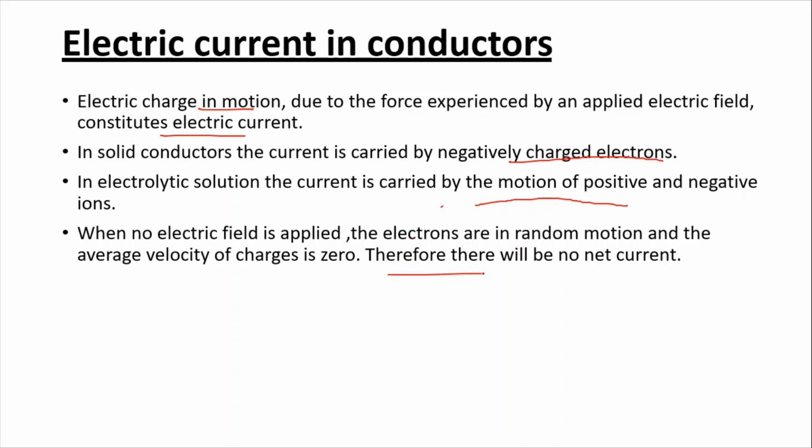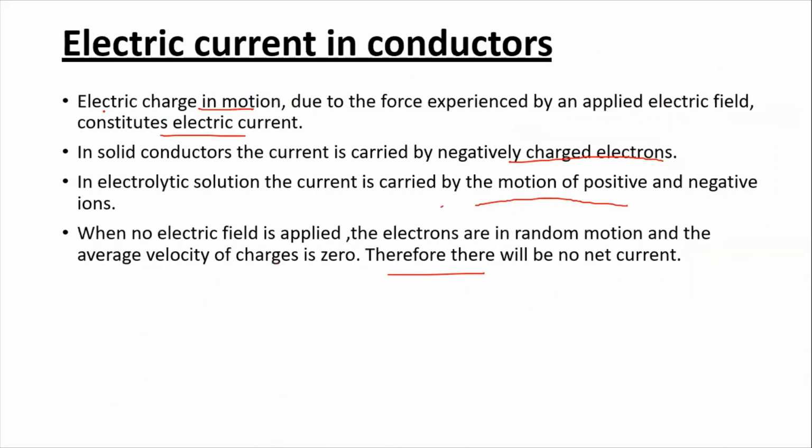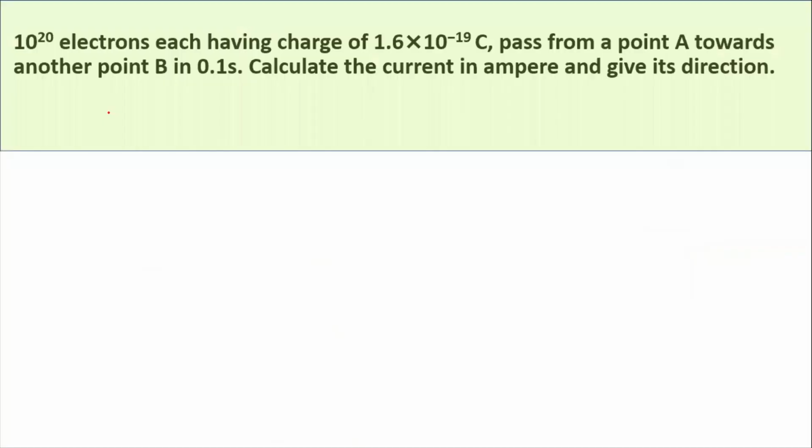When there is no electric field, what did we see? The average velocity is 0, because the number of electrons moving in the forward direction will be equal to the number of electrons moving in the reverse direction. When E is not equal to 0, there is significant movement of electrons, which constitutes the current flow. With this understanding, we will move on to a few sample questions.